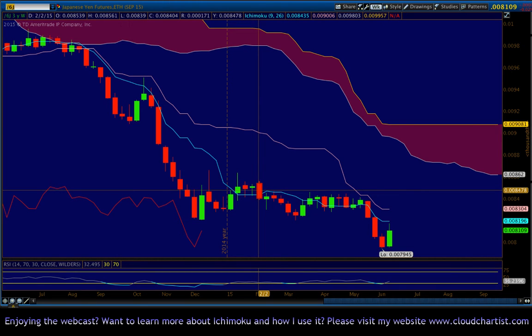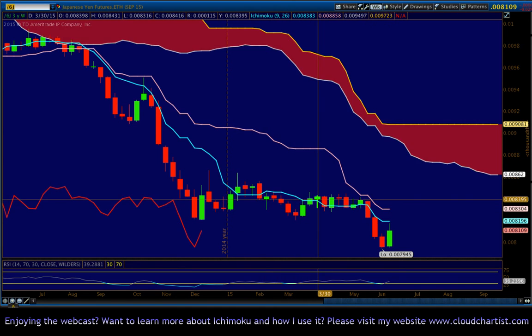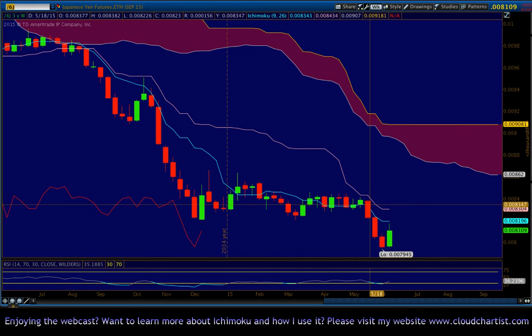Then we lost the Tenkan-sen again here, and then sold some more. Then we bounced back over the Tenkan-sen, chopped along sideways, and then lost the Tenkan-sen again and sold off. So we'll see what happens here. If we can get back above the Tenkan-sen on a closing basis, then it might not be such a good idea to be short the yen.